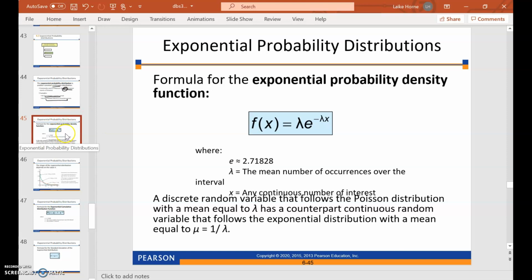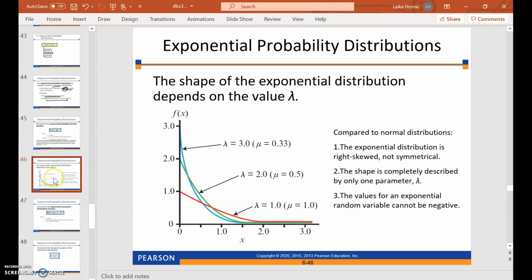Here is the density function, which we won't really be using. So we're going to skip that and look at what the shape of an exponential probability distribution looks like. As you can see, it is skewed to the right. And it's definitely not symmetrical. The shape is completely described by one parameter, and that parameter is lambda. The values for an exponential random variable can never be negative.